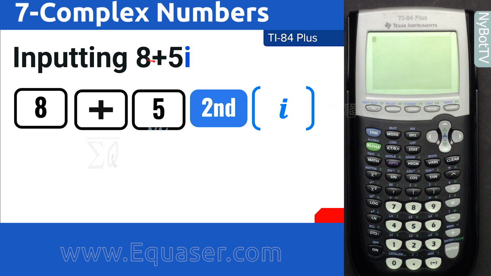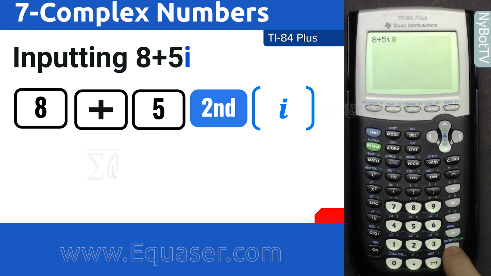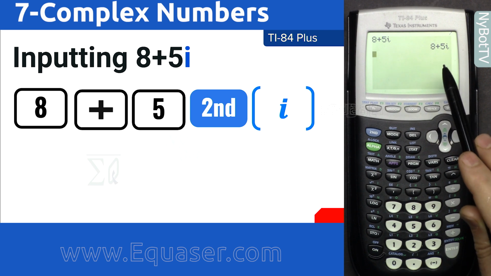Now, let's input this expression. Press 8 plus 5, second function i, that is this button. Any key that has blue color is activated when you press second function. If I press enter, you see the value is now in the same format as the setting.